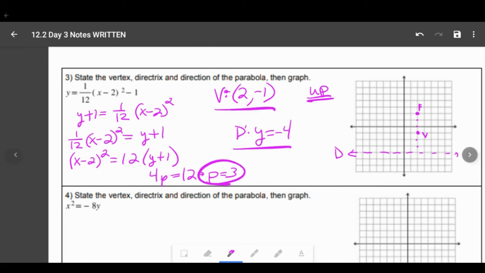Now, this is how you need to do your accurate drawings. Don't just wing it. Don't just be like, we're just going to go like that. No, no, no. You're not going to get full credit. Instead, what you want to use is the focal width. All right, remember we talked about that on the front side.